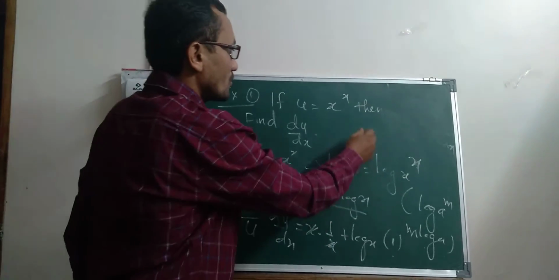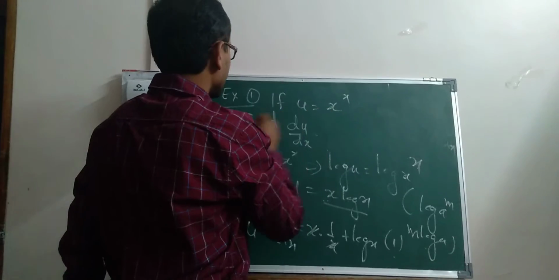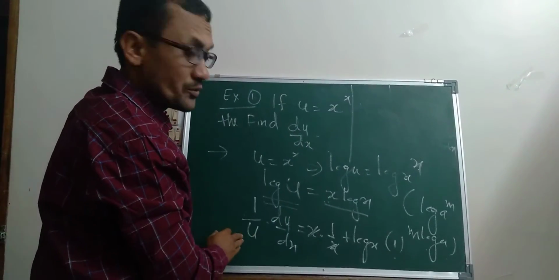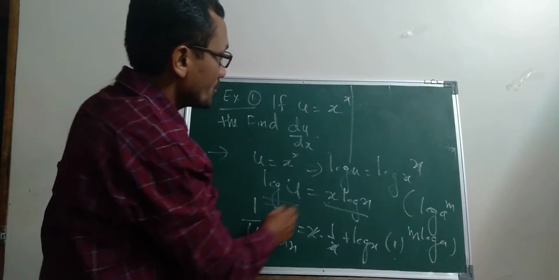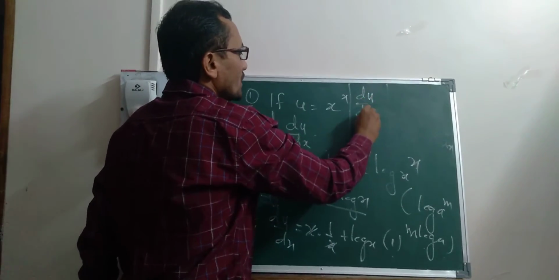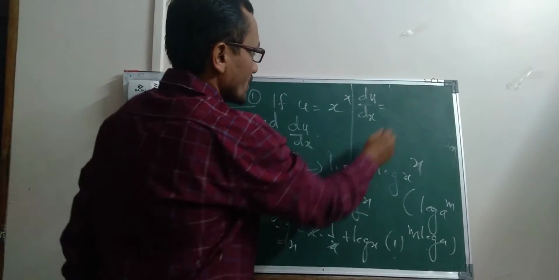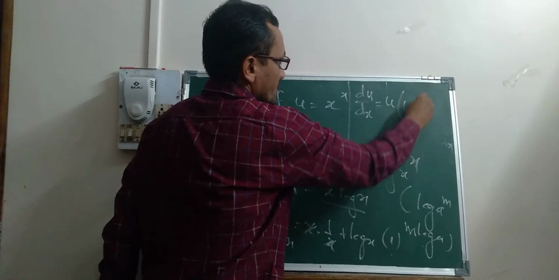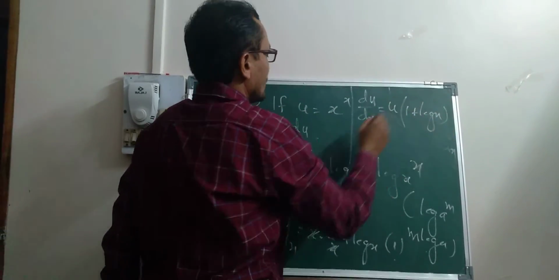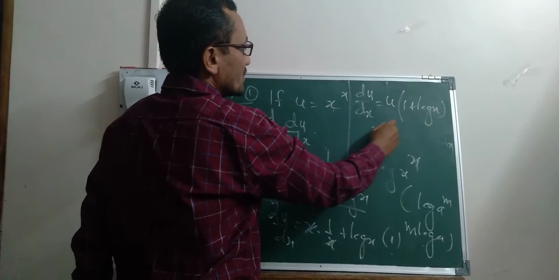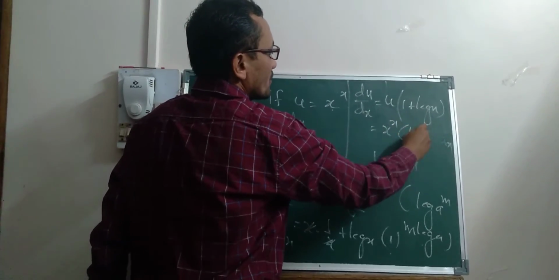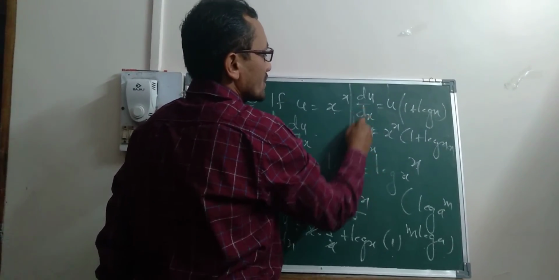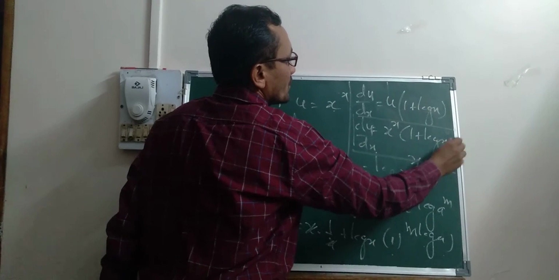Now what is the derivative of u with respect to x? We will multiply by u here. So du by dx is equal to u into bracket 1 plus log x, and we know that u is a function of x, which is nothing but x raised to x. So guys, du by dx is x raised to x into bracket 1 plus log x.